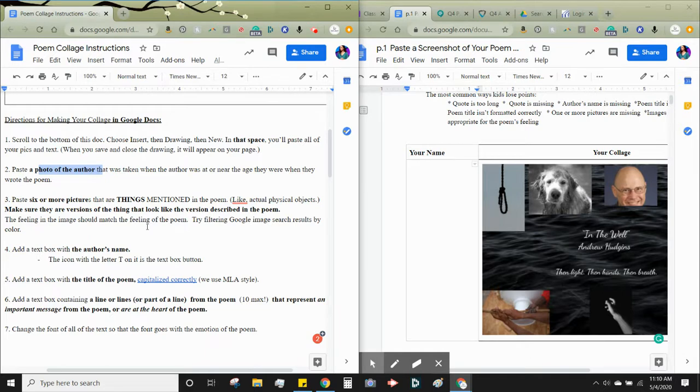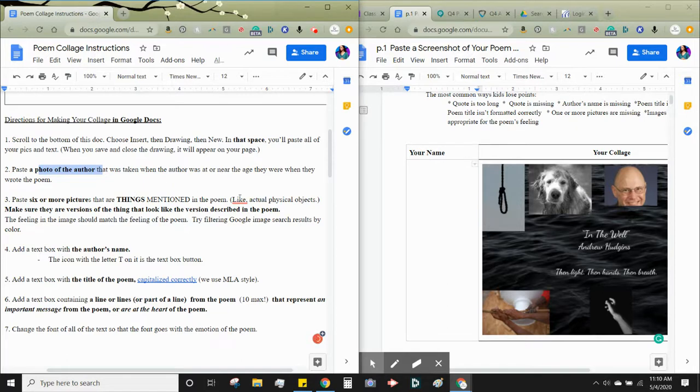If you try Googling picture of Gwendolyn Brooks at age 55, you're not going to get anything because poets just aren't famous enough for that kind of search to work. So just look at images of them and pick an image that looks around that age.